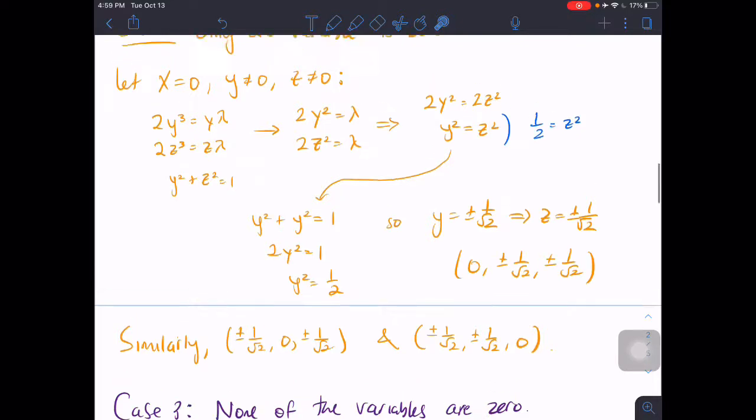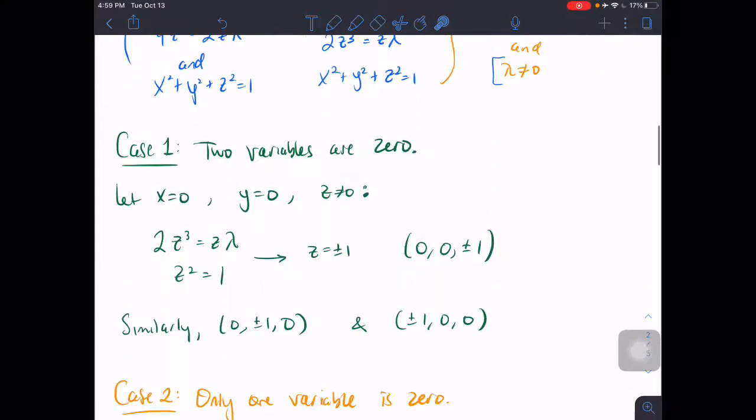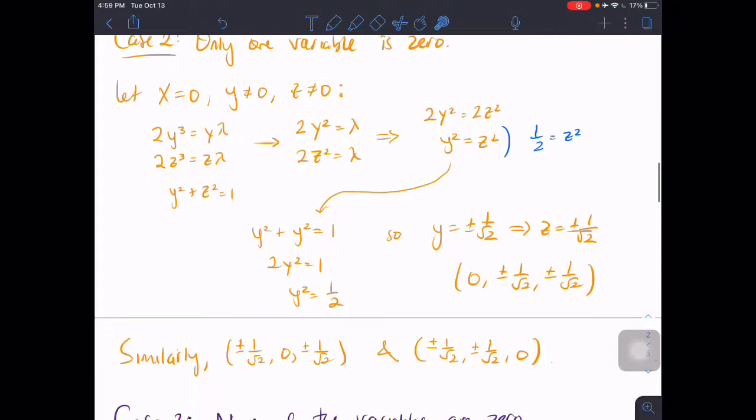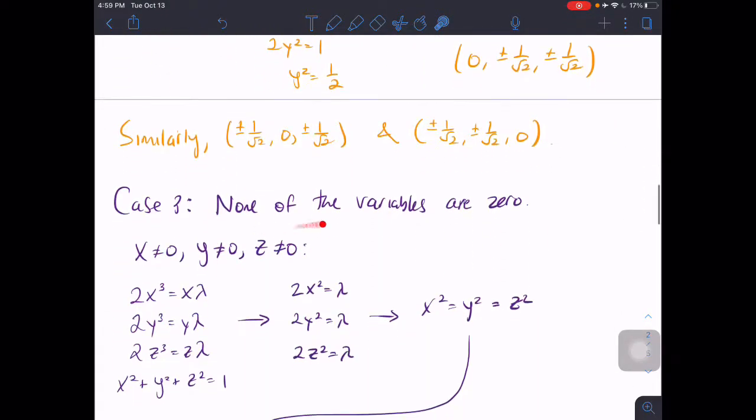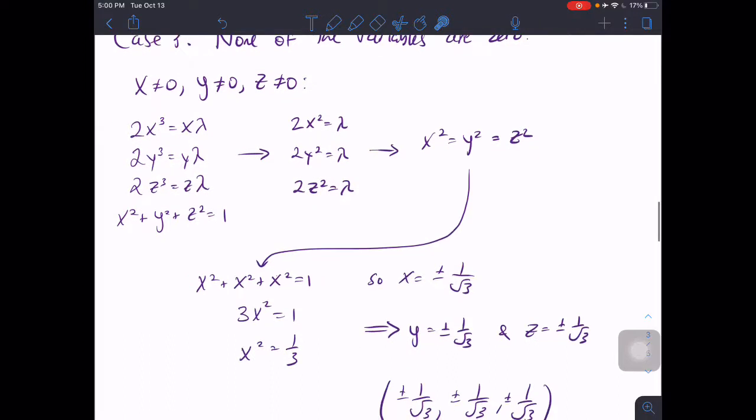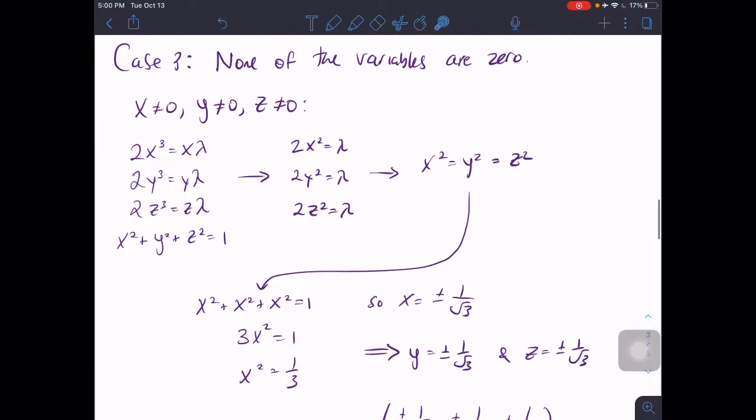Okay, so that's a whole bunch of points we have so far. If two variables are 0, we want to consider these points. If one variable is 0, we want to consider these points. So the third case is if none of the variables are 0, and so therefore neither x nor y nor z equals 0. And so if none of them equals 0, I can isolate lambda and divide each of these equations by x, y, and z.